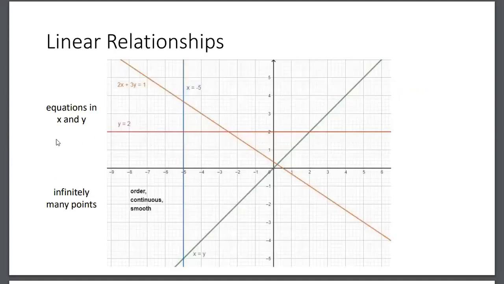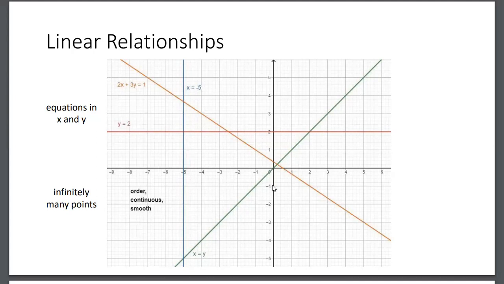Here are some linear relationships introduced by various linear equations. These are equations in the variables x and y, which represent the horizontal and the vertical offsets from the origin. And notice this one here, 2x + 3y = 1. All these points that solve that equation line up on this line, perfectly lined up.